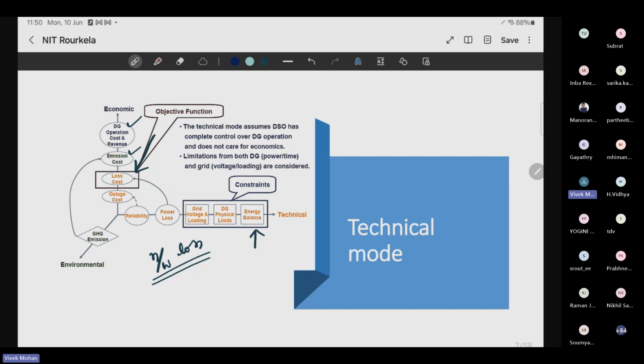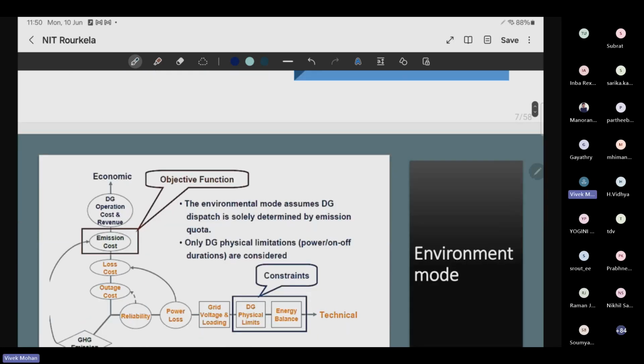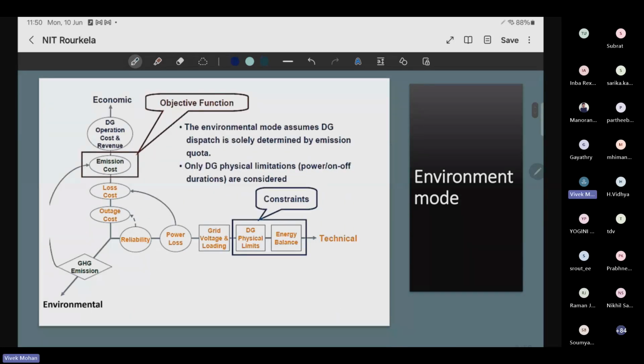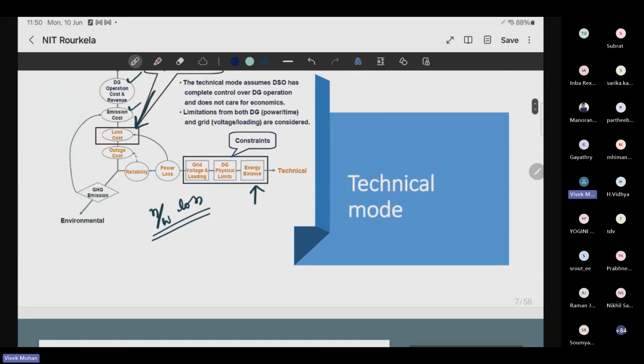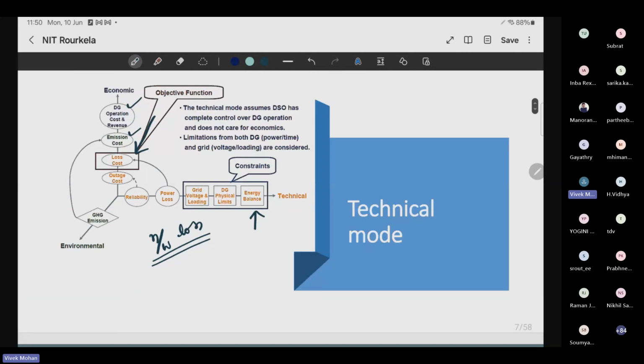Now, coming to environment mode, here the prime focus is on environmental concern. So here you see your objective function is just emission cost. Okay, in the previous case, it was loss, network loss.